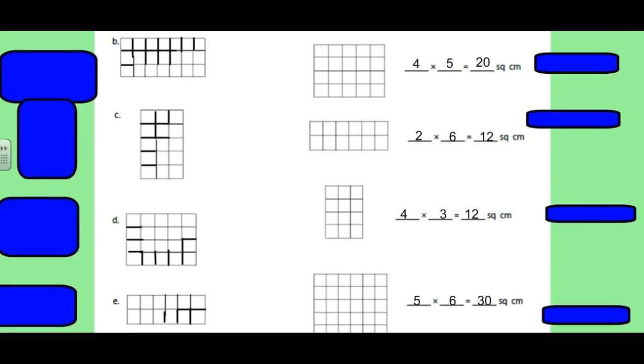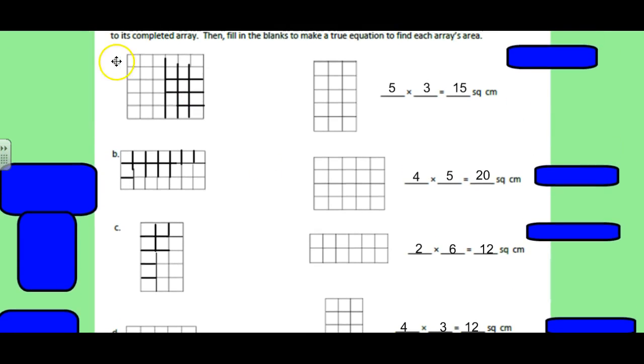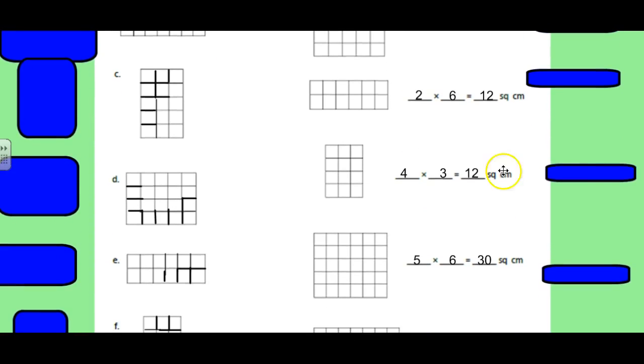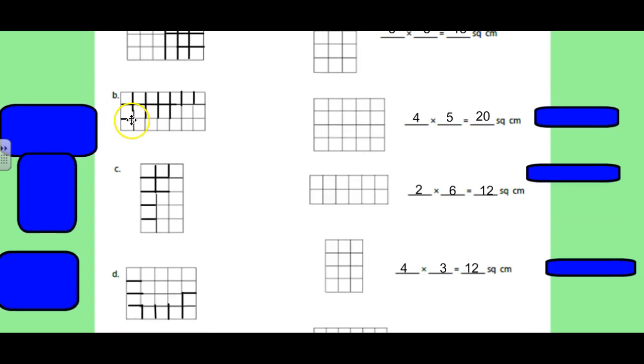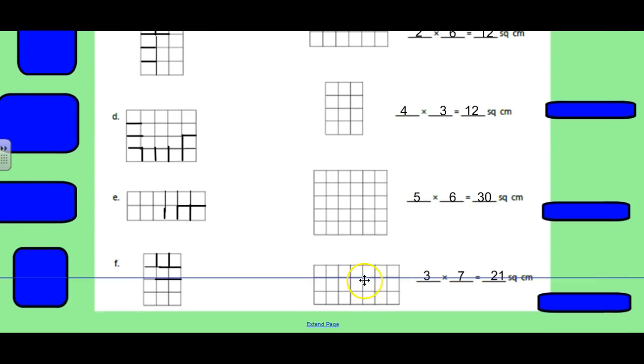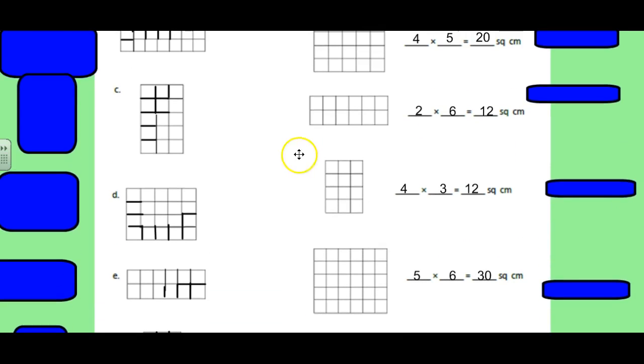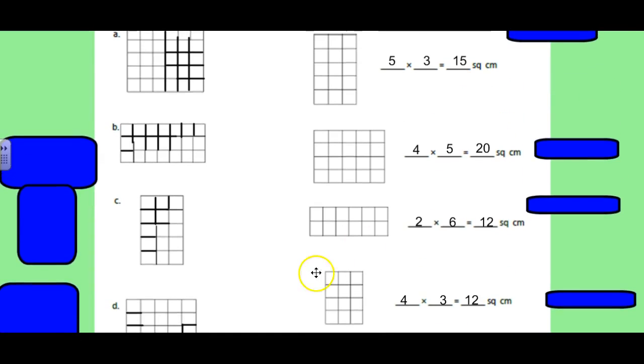So going back up here to A, that had 1, 2, 3, 4, 5 rows with 6 in each row. So you would have drawn a line to this one right here for 5 times 6 equals 30. B had 3 rows with 7 in each row, so you would have drawn a line to this one down here at the very bottom to match those rectangles up. C had 5 rows with 3 in each row, so you would have drawn a line to this one up here at the top of the paper.